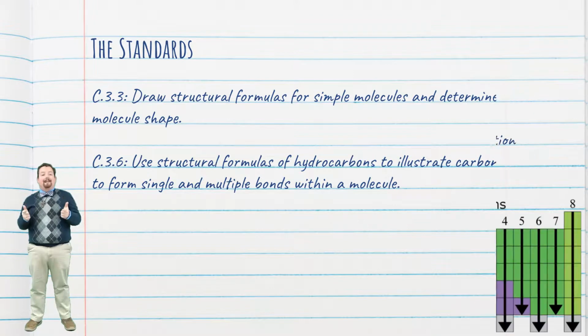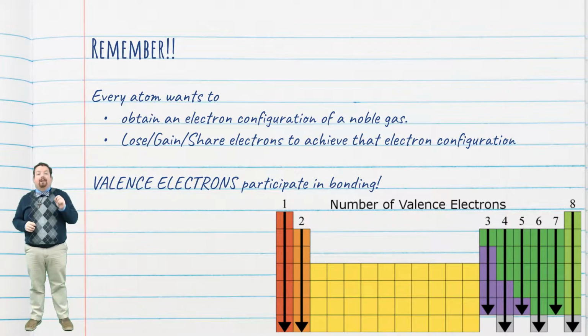So let's get started. Now, before we go too far, I need you to remember two things that we've already learned. The first is the octet rule. Every atom wants to acquire enough electrons to look like a noble gas. They do this by losing, gaining, or sharing electrons with other atoms. You also need to remember that the valence electrons, the ones in the highest principal energy level, are the only ones that participate in bonding. If you've forgotten how to find valence electrons, you can use this handy chart here to my left.